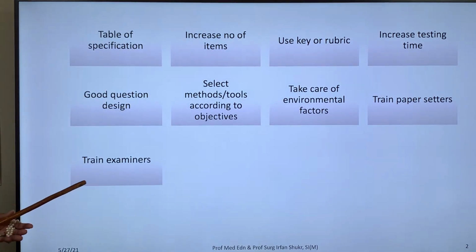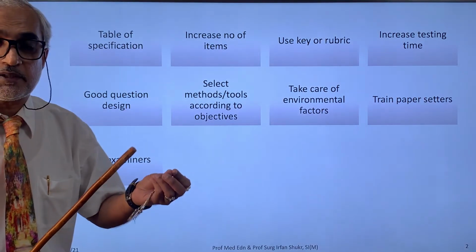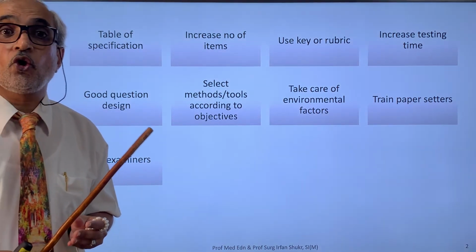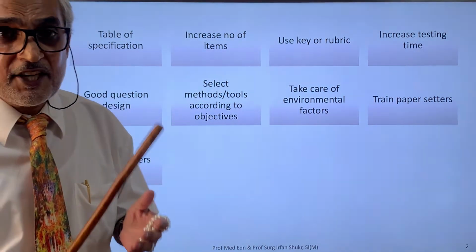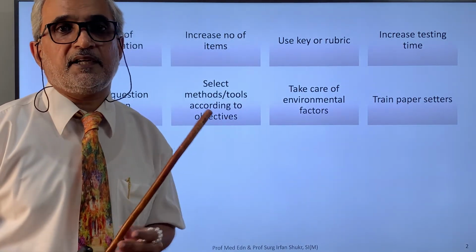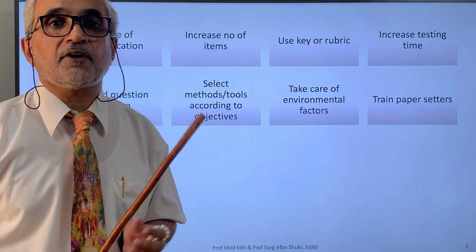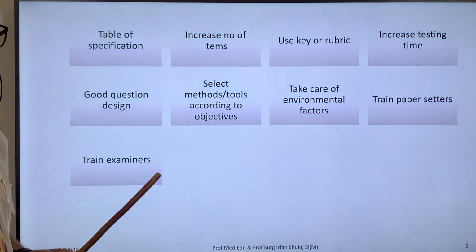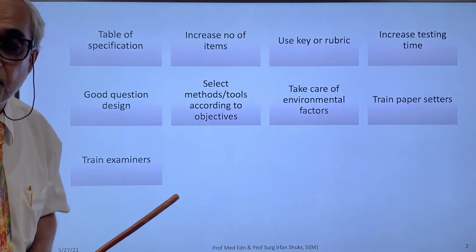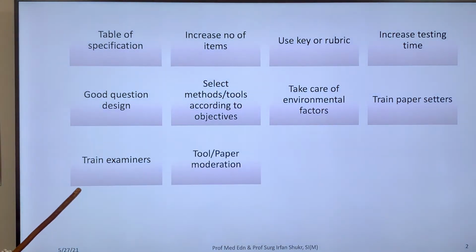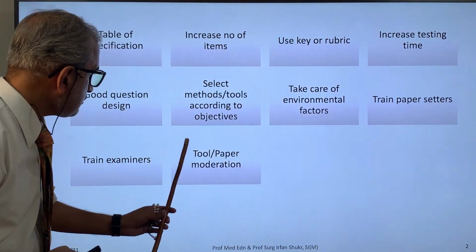Train examiners. To judge a student requires a skill. So therefore, those who are examiners, they should be trained. Booklets should be present, in which it should be written what are the rules and regulations that the examiner should follow, which the student should follow, and that should be reiterated. So important.